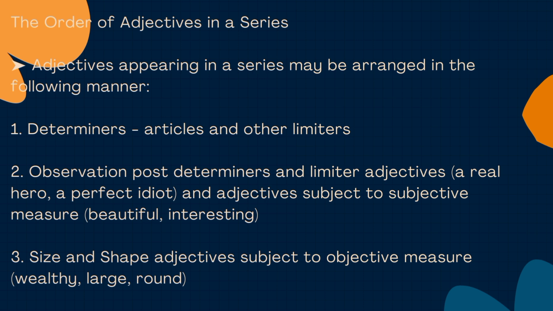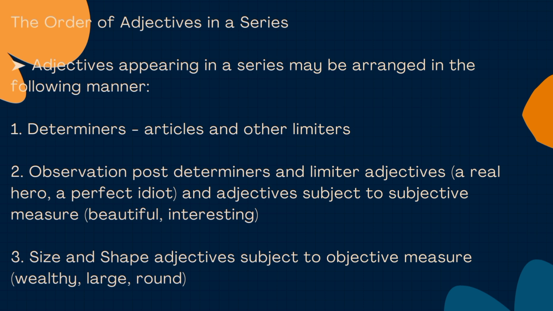Number 1, determiners, articles, and other limiters. Ang determiners, ito ang unang kategorya dahil nagsisilbing tagapagpahiwatig ng dami o pagiging tiyak ng pangalan. Halimbawa nito ay ang, ay nagpapahiwatig na ang pangalan ay tiyak na kilala. And pangalawang halimbawa nito ay isang. Ito ay nagpapahiwatig na ito ay hindi tiyak.